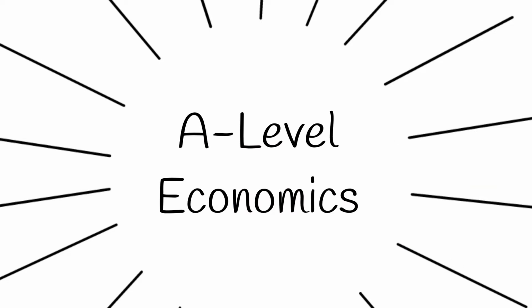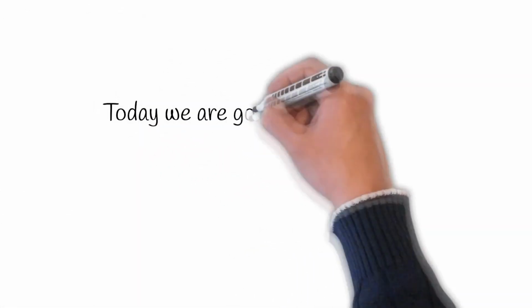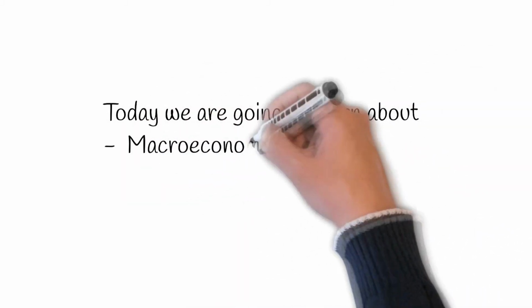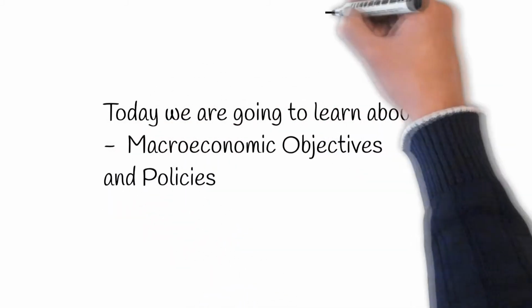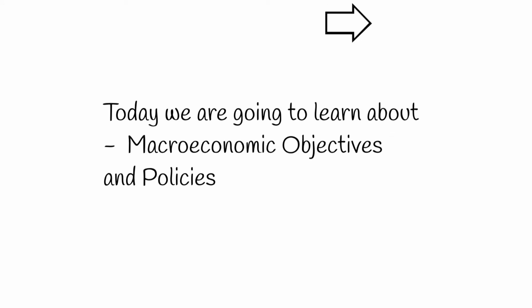Welcome to this video in our series on A-level economics. Topics covered today are as follows. 2.6, Macroeconomic Objectives and Policies, Part 3. This is the final part of 2.6 and covers supply-side policies. If you haven't seen our previous videos, click on the card above.